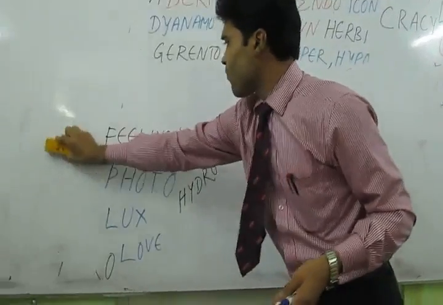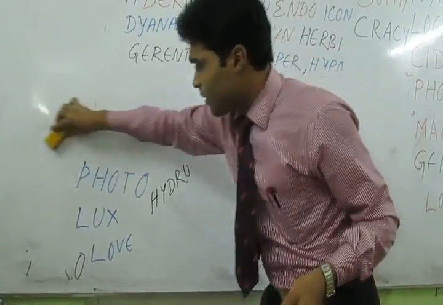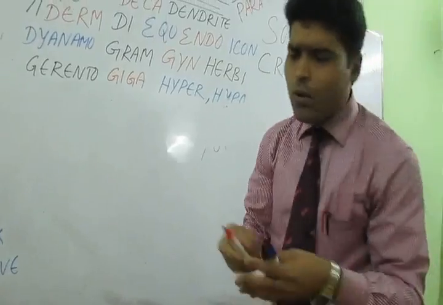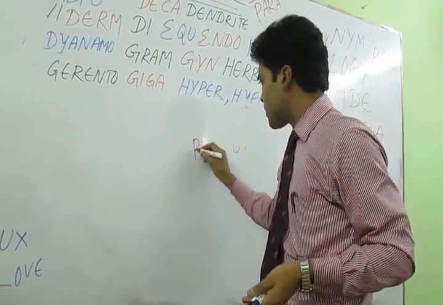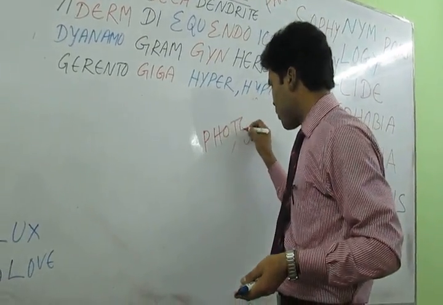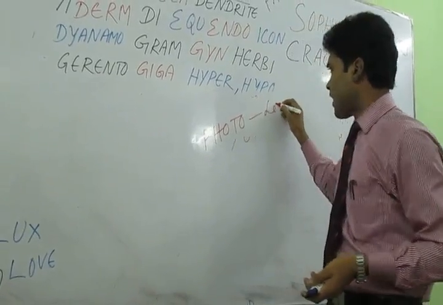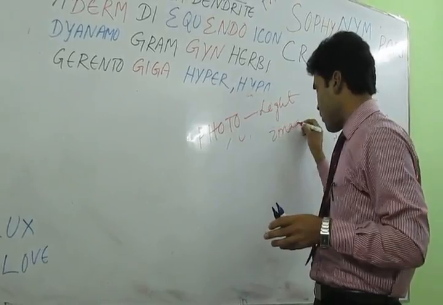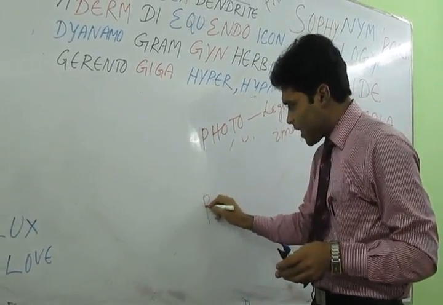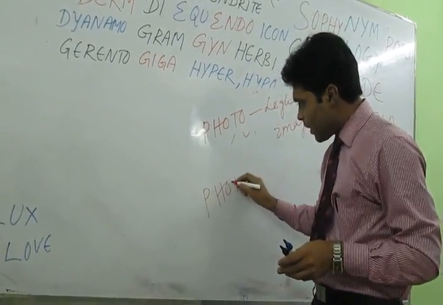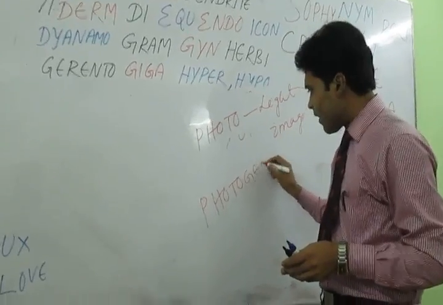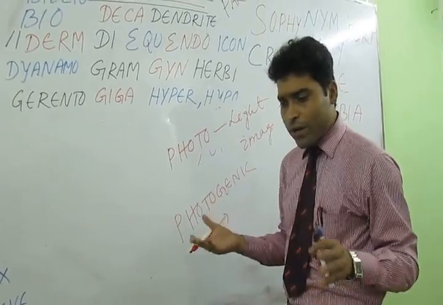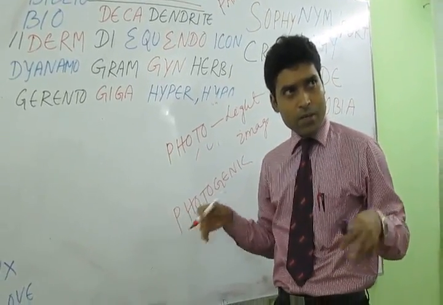Another word is photo, or patho. You have to remember what photo actually is. Photo means light, or image. If it is photogenic, P-H-O-T-O-G-E-N-I-C, photogenic means, suppose you are looking very photogenic, that means you are marvelous.